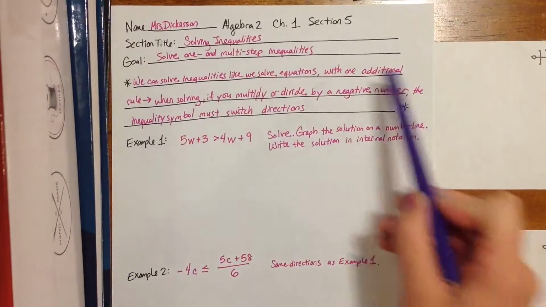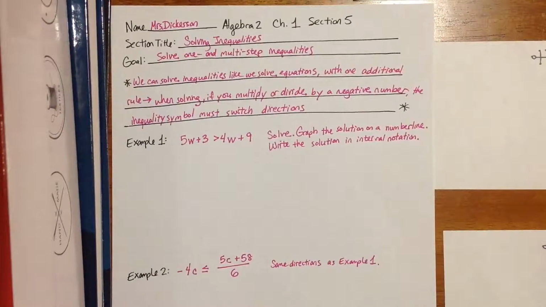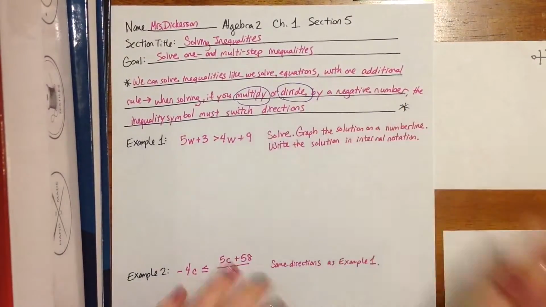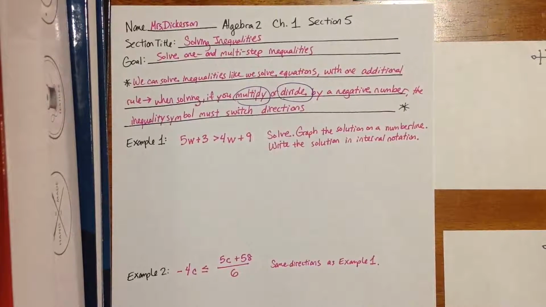One big thing today is that we can solve inequalities like we solve equations with one additional rule. When solving, if you multiply or divide by a negative number, the inequality symbol must switch directions. Only multiplying, only dividing, only when you are solving. If you see multiplication and division within the inequality, the sign doesn't have to switch. It's only when you, the solver of the inequality, do one of these operations that the sign switches. So just keep that in mind.